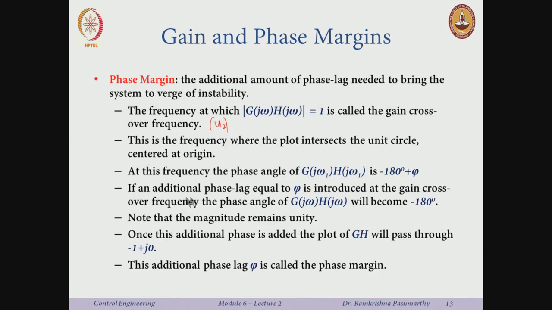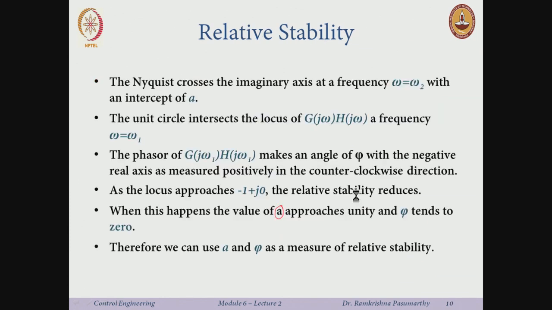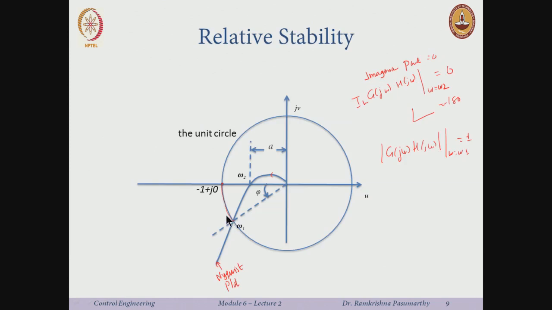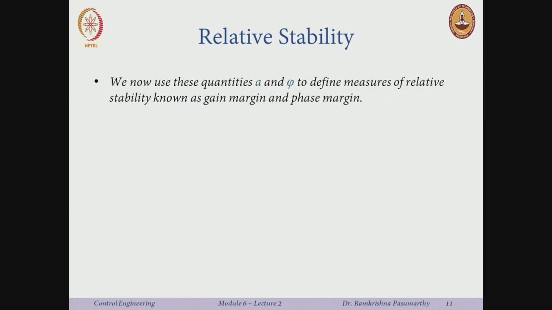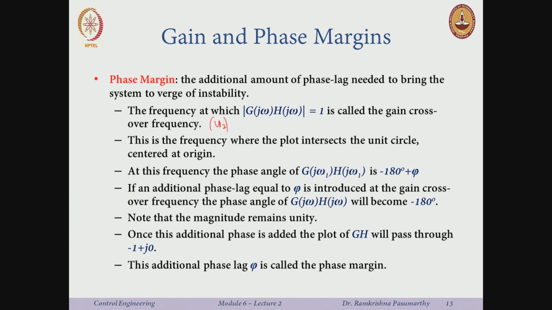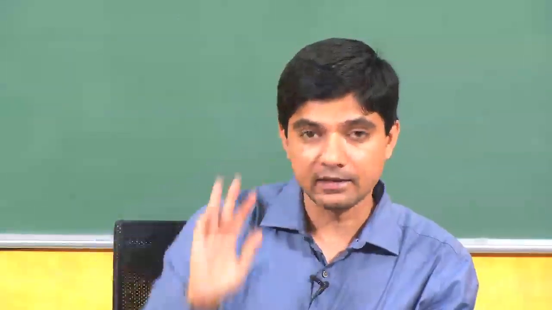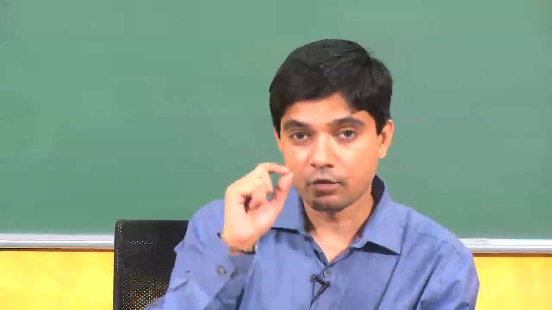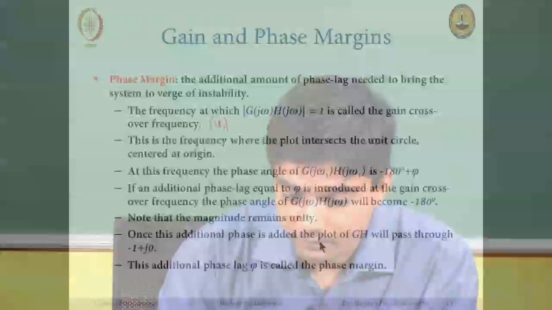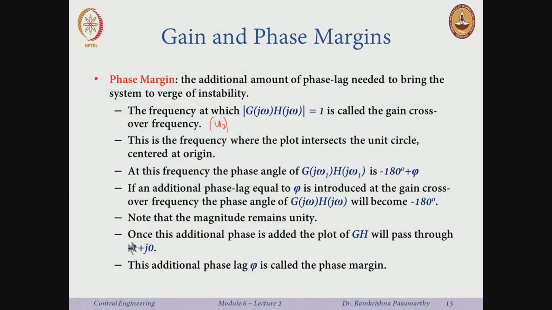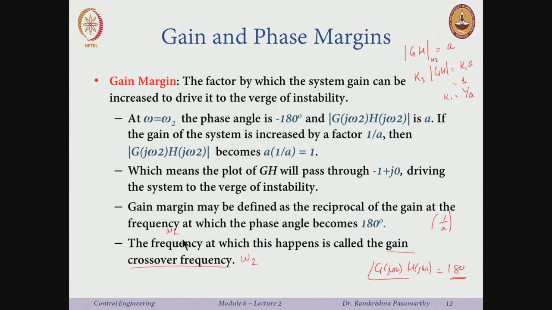Now, if an additional phase lag of phi is introduced in the system, if I just push this guy a little up with an angle phi, the phase becomes -180. And while I am doing this along that unit circle, the magnitude remains unity. The magnitude remains 1, and once I reach that point where the angle is -180, what will GH be then? The plot of GH will pass through -1 plus j0 once I have added that extra angle phi.